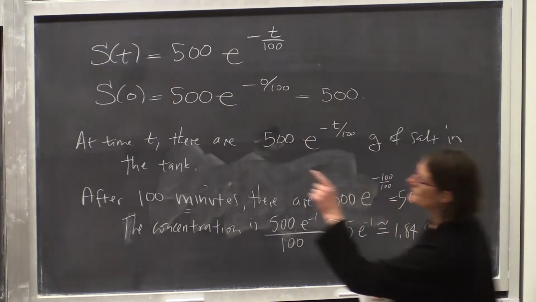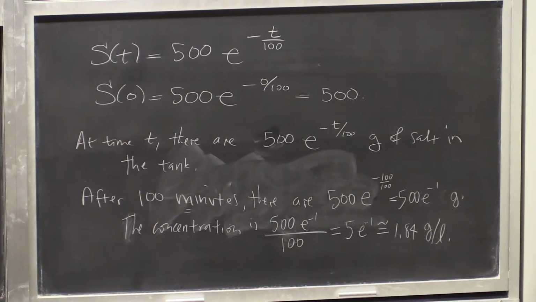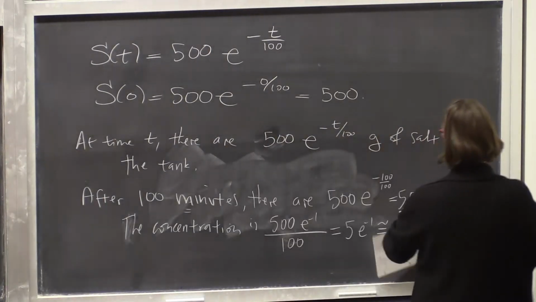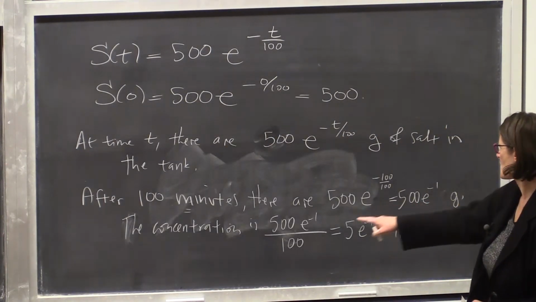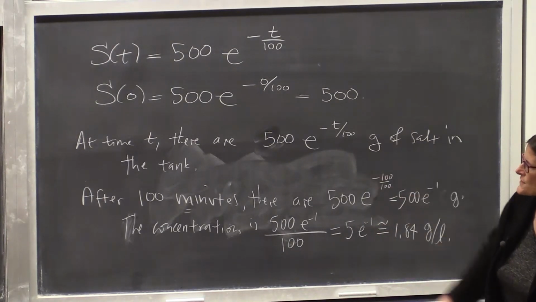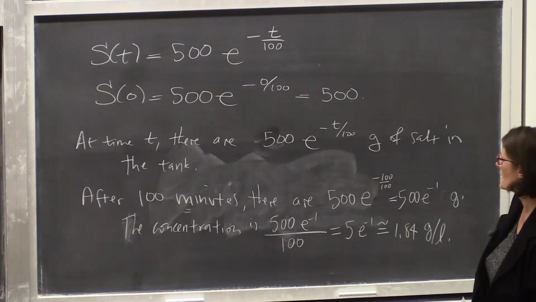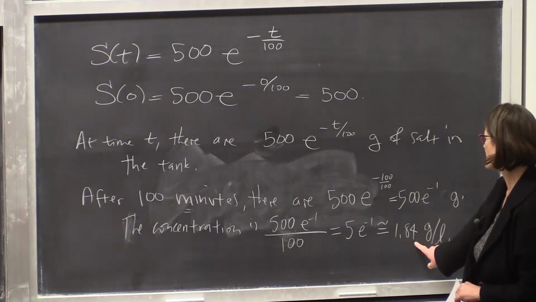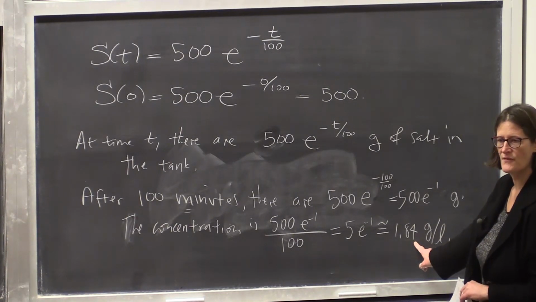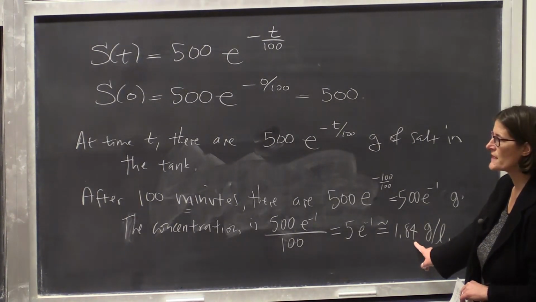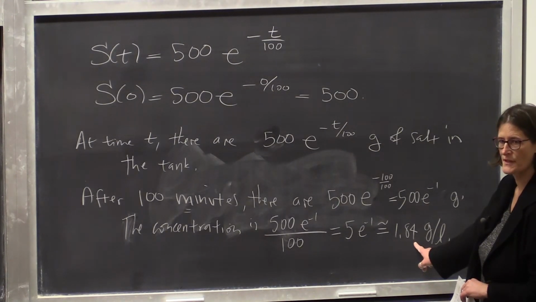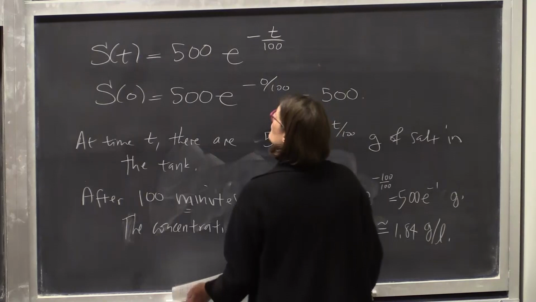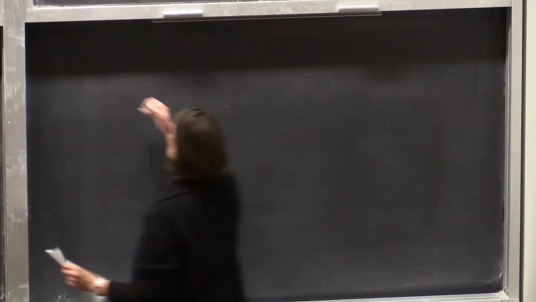One question was, what's the concentration? So this was the answer to how much salt there was, 500 e to the minus 1 grams of salt. The concentration is this. The third question was, how would you adjust the flow rate so that the concentration at time 100 is 2 grams per liter? So looking at this, am I going to need to increase or decrease my flow rate? If my goal is to choose a flow rate so that the concentration at time 100 is 2 grams per liter. Decrease. So from this, I realize I'm going to need to decrease my flow rate.